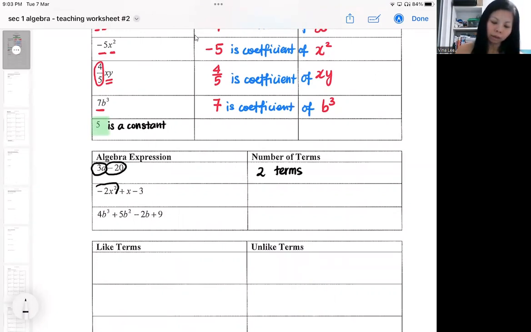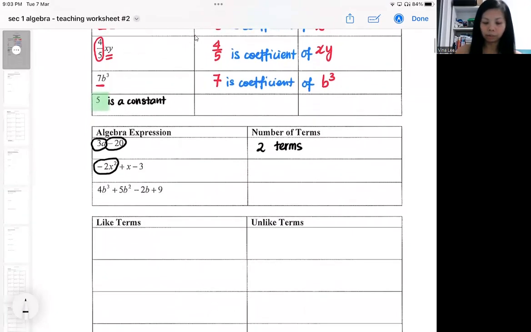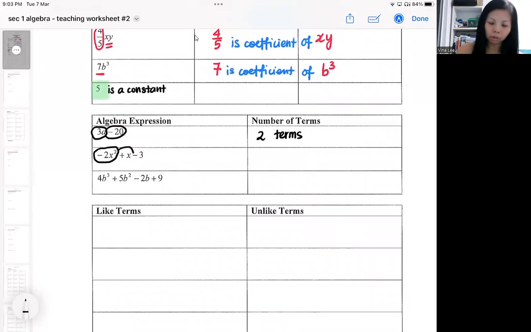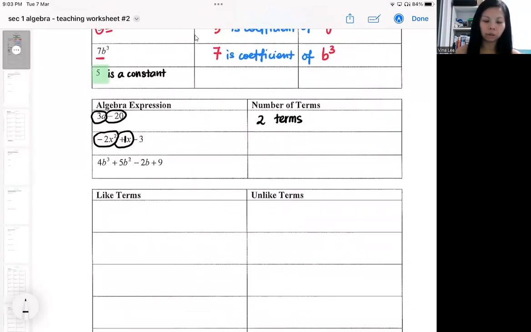Then this part is an algebra term. There's a number, there's an algebra. Okay, this one is also a number and an algebra. In this case, the number is 1x. But we don't usually write 1x. We just usually write x. And then here, this is the constant term. So here this expression has 3 terms.